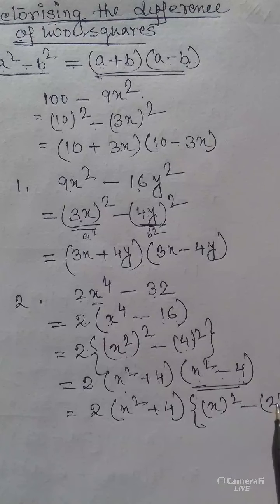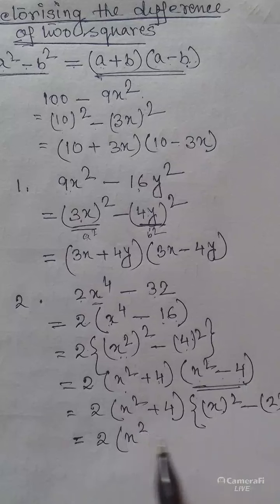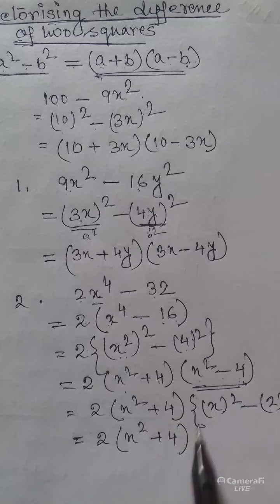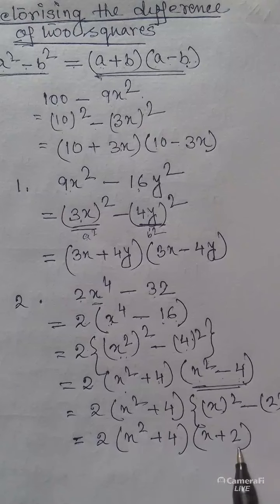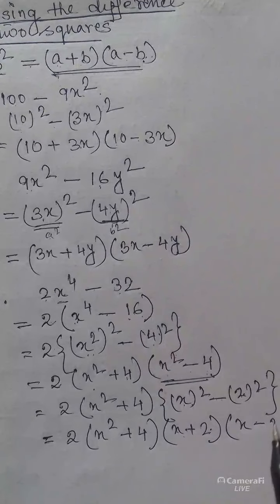Again a square minus b square. So 2 into x square plus 4 and, using the formula of a square minus b square, a plus b, with a for x and b for 2: x plus 2 and x minus 2.